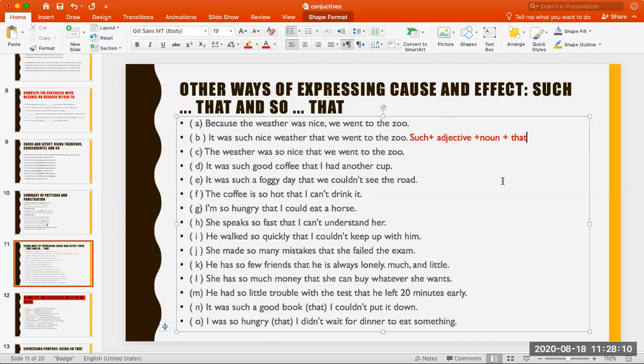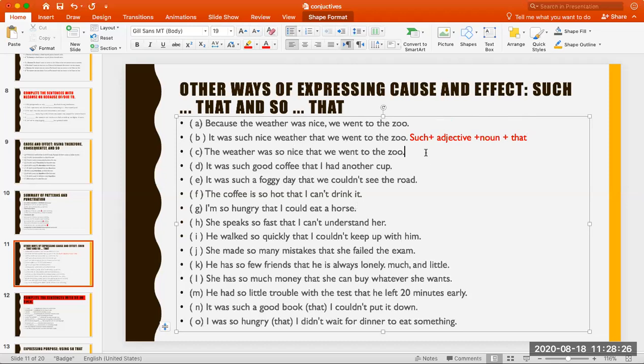You don't say a good news, you say good news. You don't say an information, you say information. It was such nice weather that we went to the zoo. It was such a nice day that we went to the zoo.